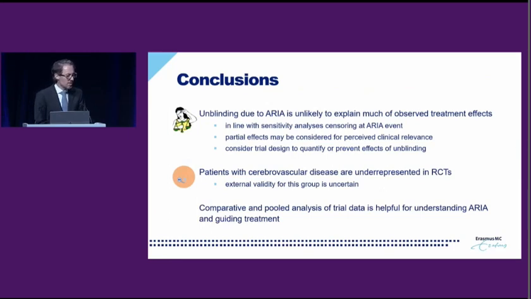So to conclude, I think the simulation studies help us to show that unblinding of the ARIA is unlikely to fully explain the observed treatment effects. Of course, it can explain part of the effects, but may affect our judgment on perceived clinical relevance. I think, broadly speaking, these analyses are in line with sensitivity analyses censoring at the time of ARIA events in the trials. And I do think we could incorporate additional measures in trial design to avoid this in the future, to make sure that it's not affecting our judgment.